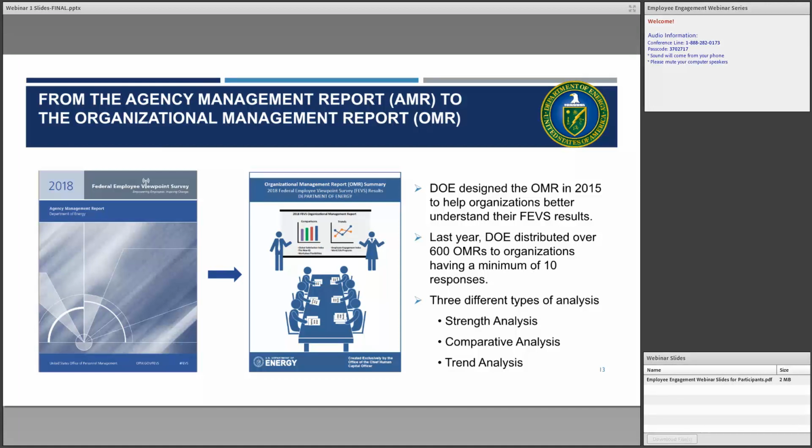Back in 2015, DOE utilized the agency management report and designed the organizational management report to help organizations better understand the FEVS results. DOE response rates have increased in 2016. Last year, DOE distributed over 600 OMRs to all organizations, from Tier 1 organizations down to the lowest tier organization with a minimum of 10 responses. The organizational management report has 3 different types of analysis: the strength analysis, comparative analysis, and trend analysis.